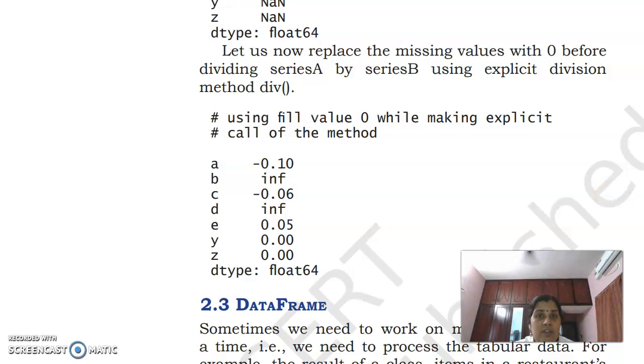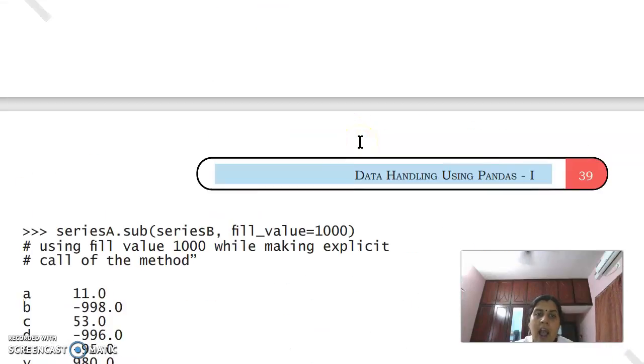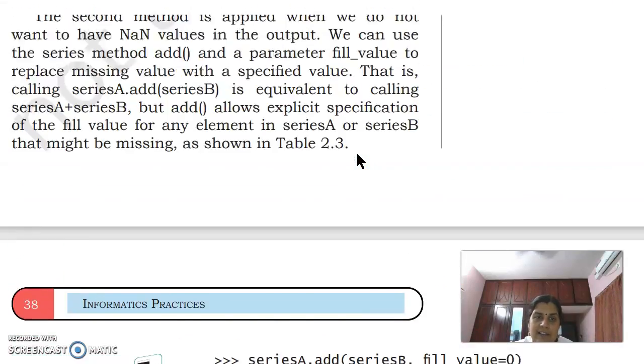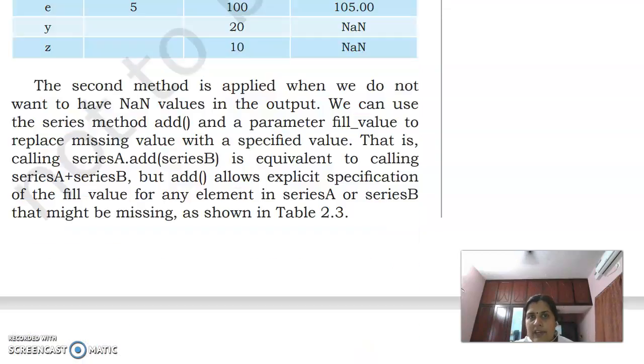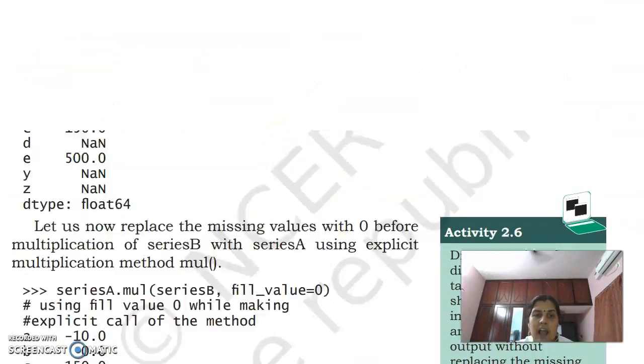We can use fill value in this case also by using the method div. By using div, we can fill a value according to our interest. Here we are using fill value 0. Then what happened at the bth position? Let's look. At the bth position, 2 divided by 0. 2 divided by 0 is not possible. So we call it infinite. So INF is the output.